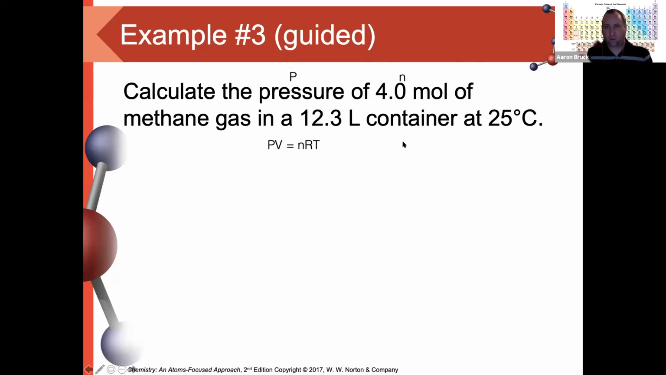We do know the amount of gas. We do know its volume, and we do know its temperature. We just need to convert it into Kelvin first. And again, converting from Celsius to Kelvin means we add 273. So we've got all of the values that we need. We just need to solve for the one that we don't have. P times 12.3 liters is equal to n, 4.0 moles, times R.